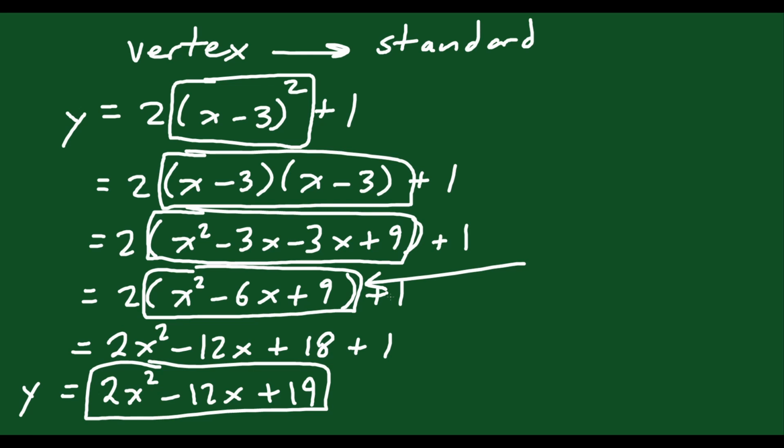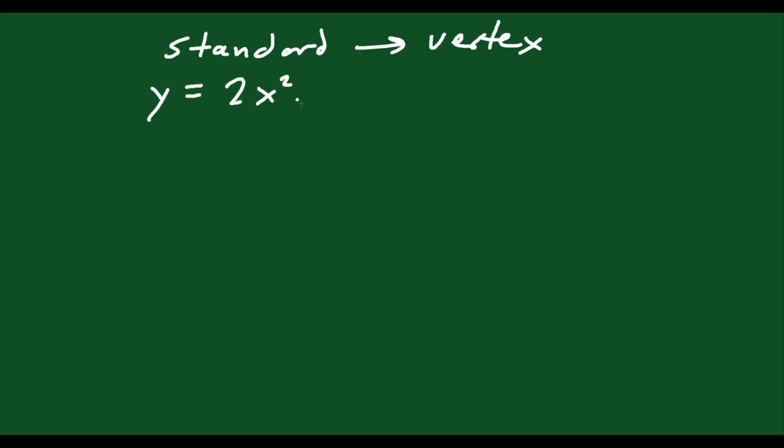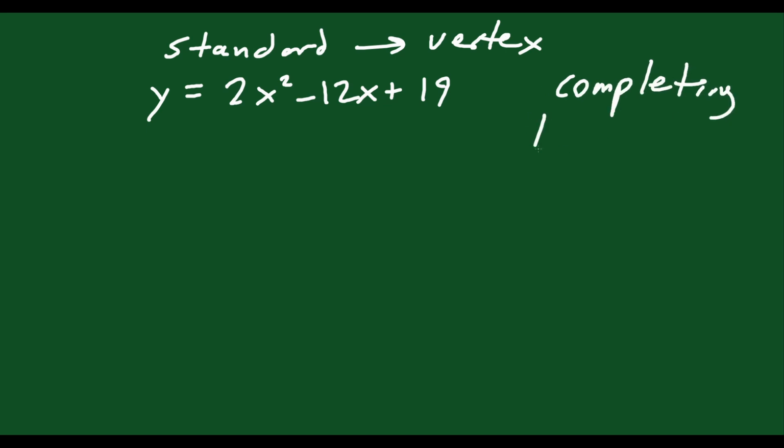So let me show you what I'm actually talking about here. This might make a little bit more sense. Let's start, and so again, we're going to say that we're going from standard to vertex, and we'll use the same one, right? I'll say we have y equals 2x squared minus 12x plus 19. This is standard form. I want it in vertex. Now, it's a lot easier to do what we just did before than to do what I'm about to do, because there are certain steps you have to remember, right? To do this, the process is called completing the square.